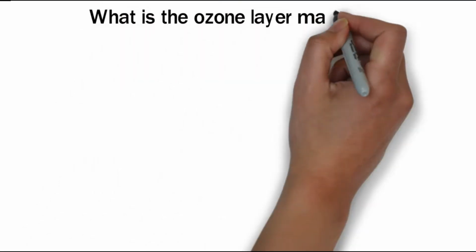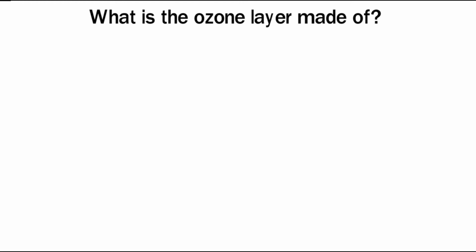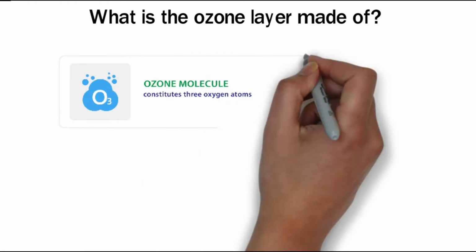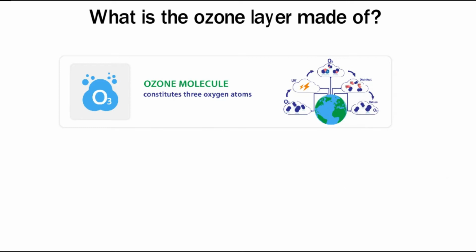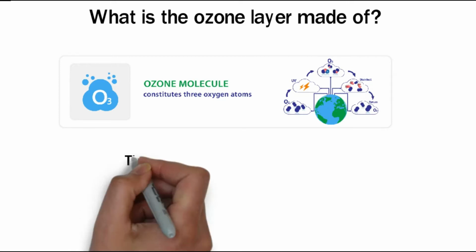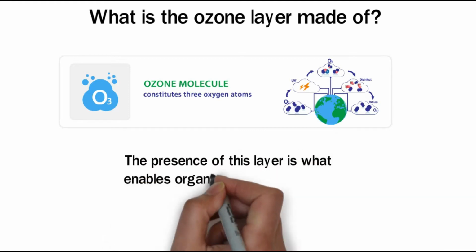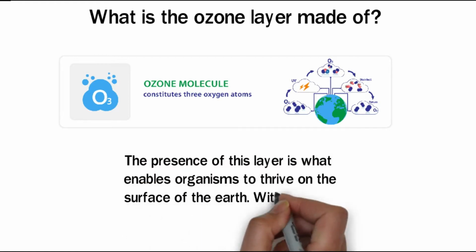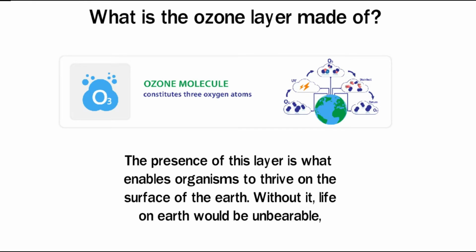What is the ozone layer made of? It constitutes 3 oxygen atoms and is fairly unstable. It only makes up a small fraction of the upper atmosphere, but it still protects all biological processes on Earth. The presence of this layer is what enables organisms to thrive on the surface of the Earth. Without it, life on Earth would be unbearable.